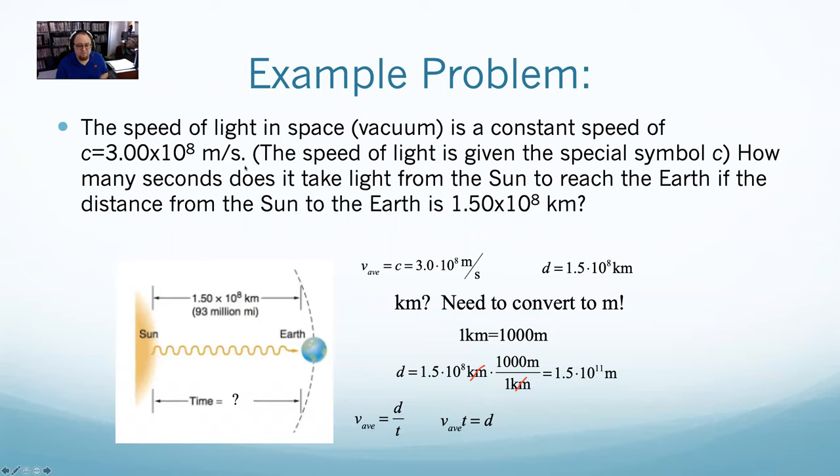Now I want to get t. That means I want to get t alone. So I'm going to divide both sides by my average velocity. And if I divide both sides by my average velocity, I'll get that time is displacement over average velocity. And once I know that, I can plug in my numbers and do the math.